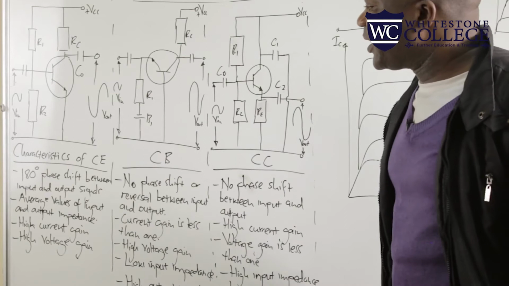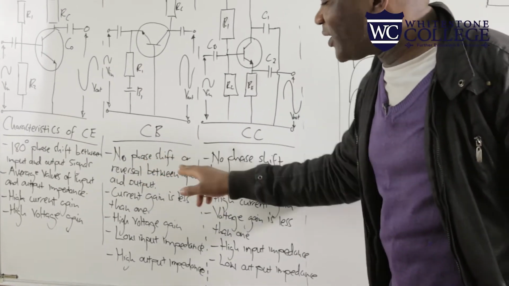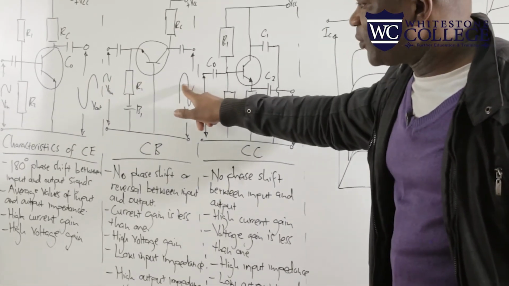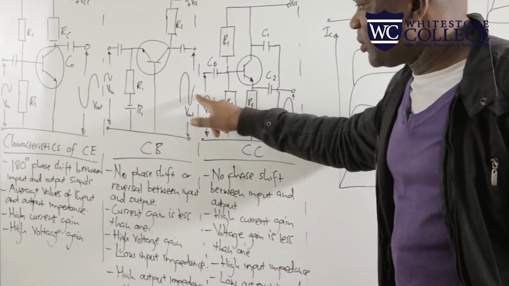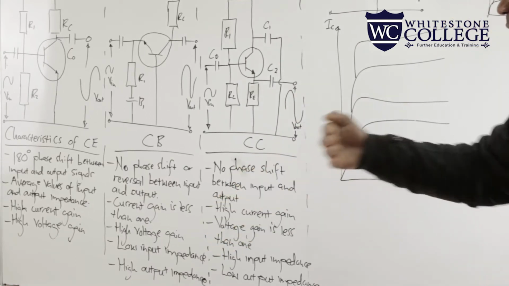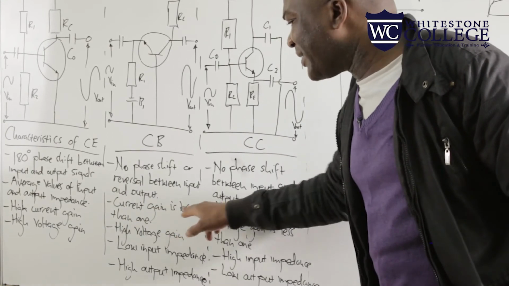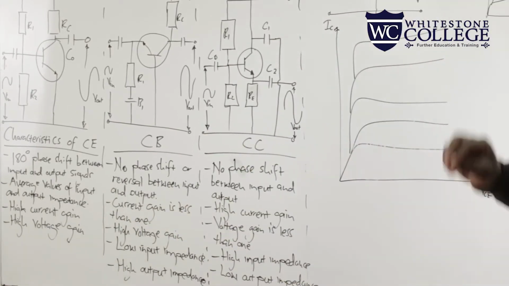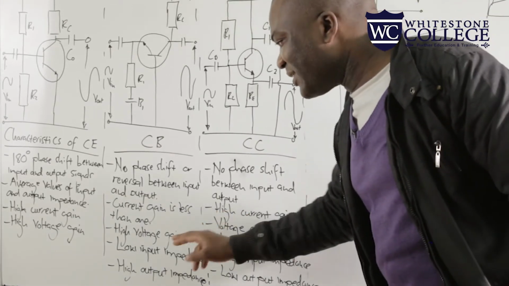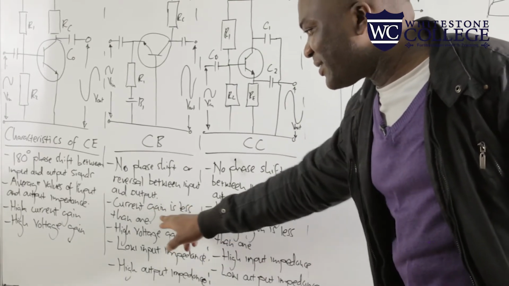Then the characteristics for common base configuration: there is no phase shift. In other words, when you have a positive input, you have a positive output. A negative input results in a negative output. So there is no phase shift between the output and the input. Then another characteristic is the current gain is less than 1. In other words, when we divide collector current by base current, we will get a result which is less than 1, which is more of a decimal number. So we're saying the current gain is less than 1.